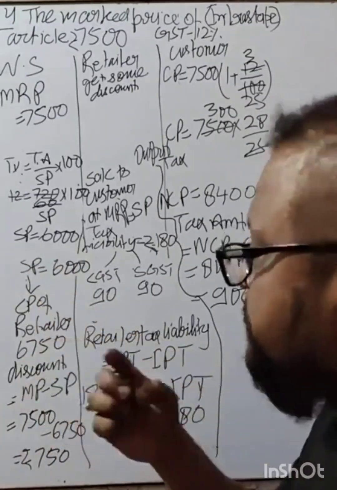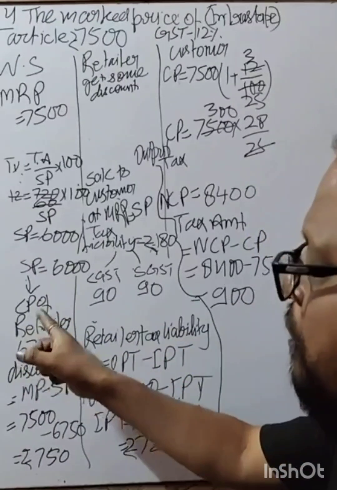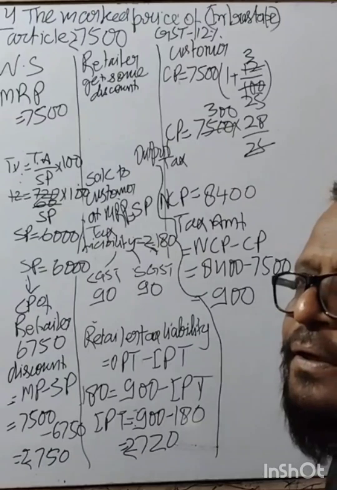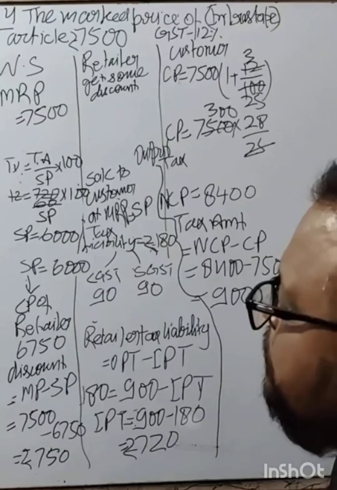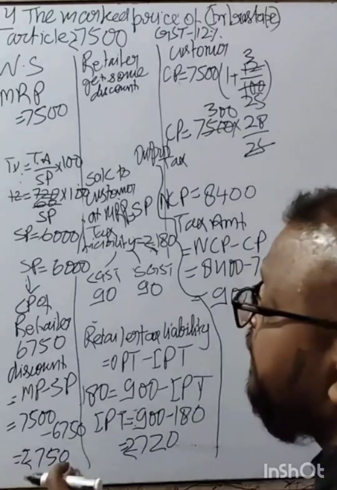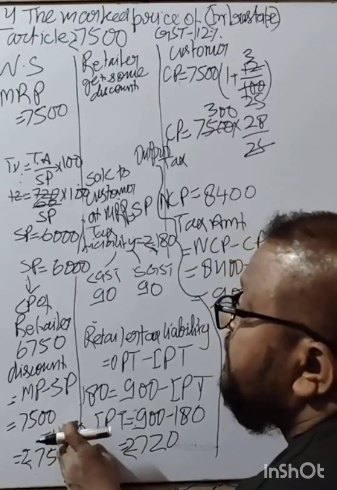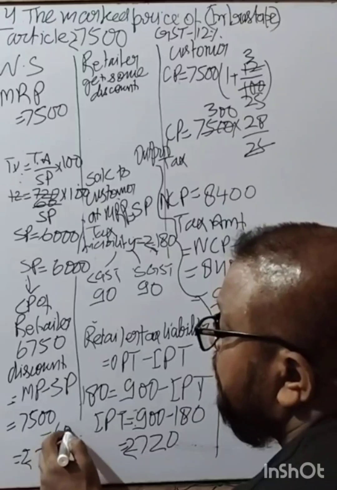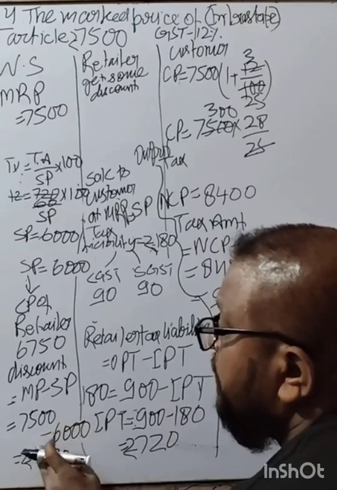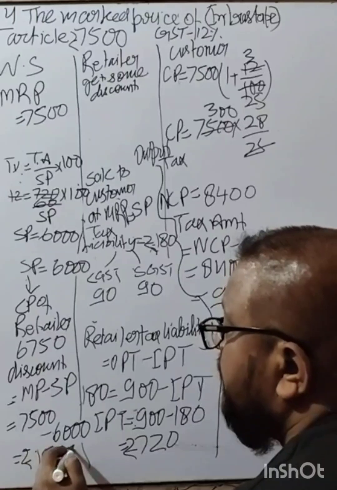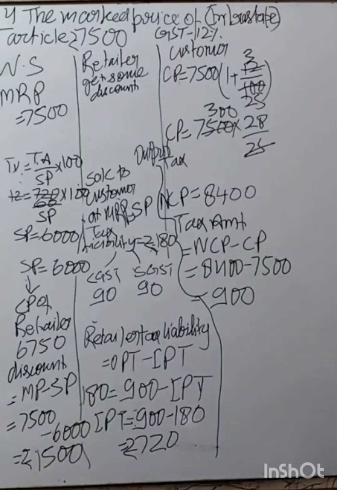When SP is equal to 6000, the cost price of retailer is 6000. So discount is equal to MP minus SP, 7,500 minus 6000, and then you get 1500, as simple as that, right?